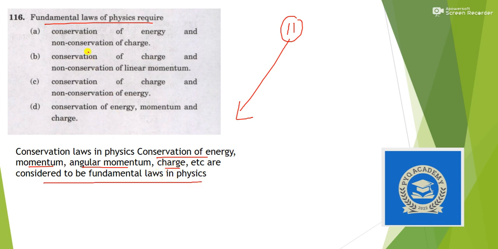So let's go through options. Conservation of energy, yes. Non-conservation charge, no. Conservation energy, yes. And non-conservation, no. Just go through only conservation. Conservation of energy, momentum and charge. This is the correct option. So UPSC is just checking whether you are observing, and whether you remember all those things or not. Okay.